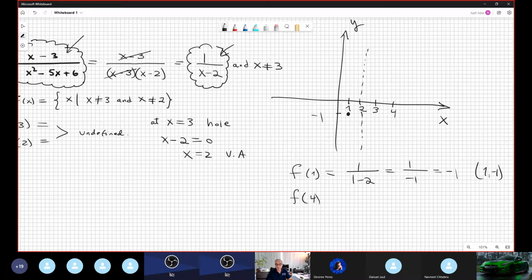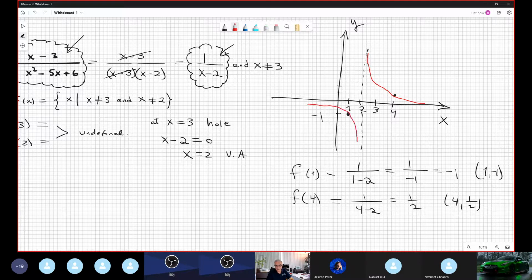And at 4 is 1 over 4 minus 2. 4 minus 2 is 2, so 1/2. And the point is the point 4 comma half. 4 comma half, this is 1, half is this, approximately here. So my graph, let me try to do my best, is something like that. I have a rough sketch.